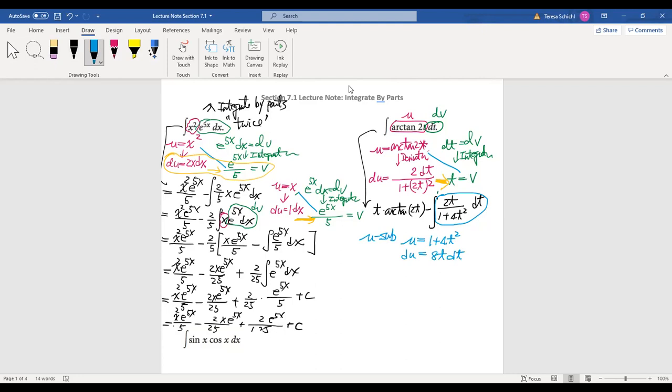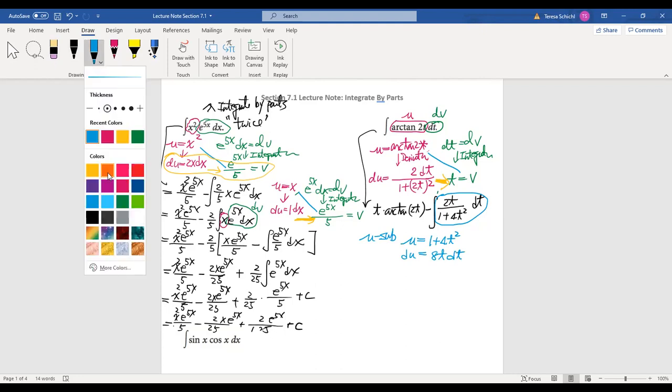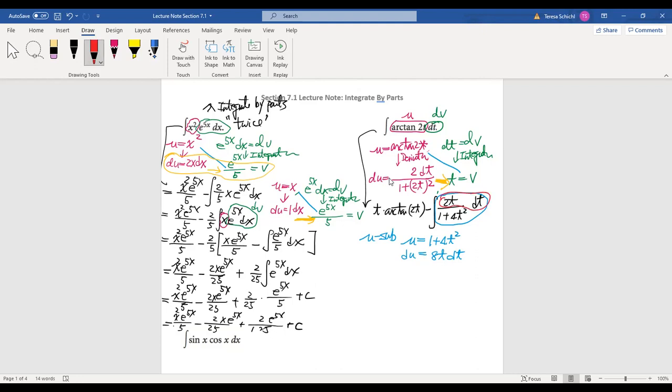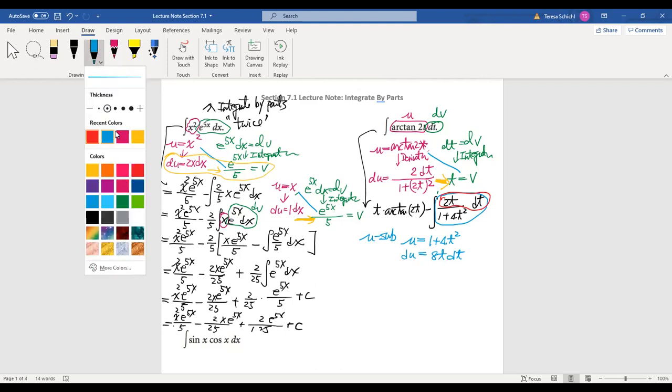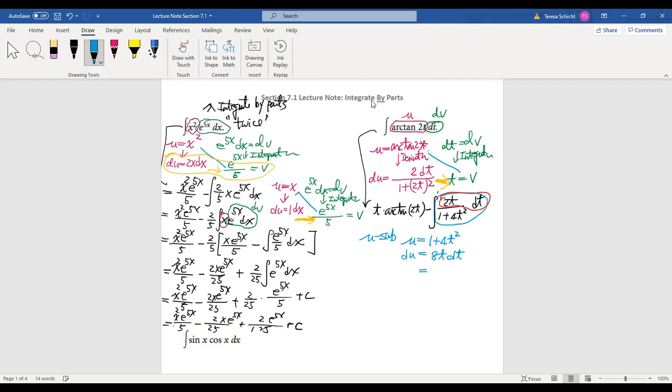Do you remember that? Now in the u sub, we always need to match the 2t dt. Here is 2t dt, but here we have 8t dt. So what I need to do is only have 2t dt, so if you divide by 4, the du needs to be divided by 4. Okay, so now finally I can replace this one.